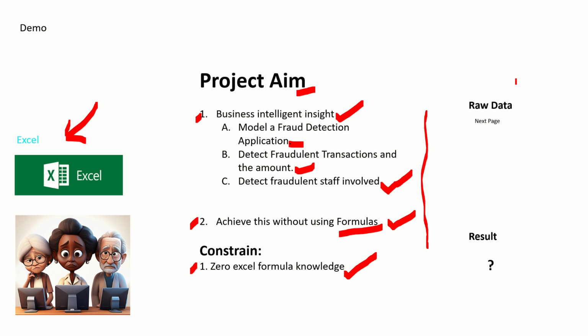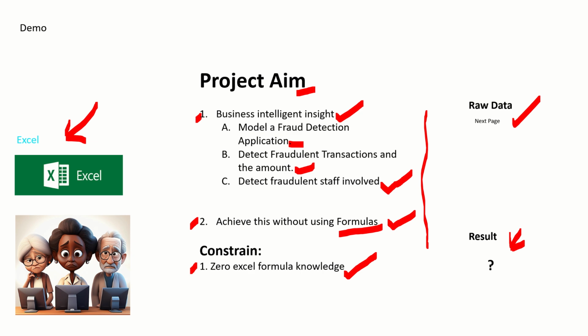What data are we going to use? On the right hand side, as you can see, we have raw data that we've been provided with, and we're going to have a look at it on the next page. So what kind of result are we going to give? It depends on the data. Let's have a look at the data now.